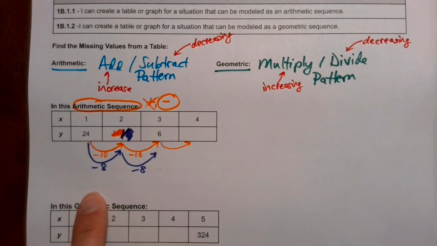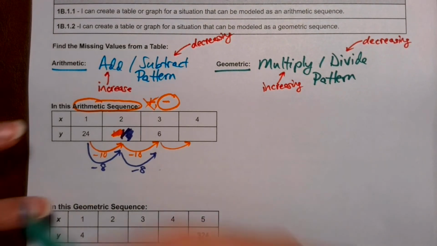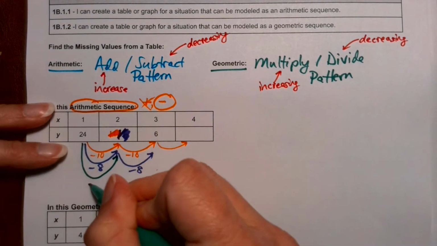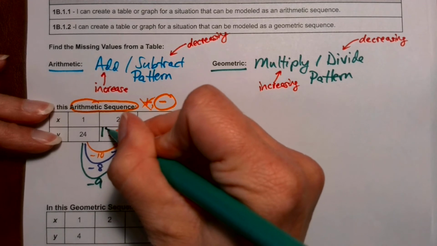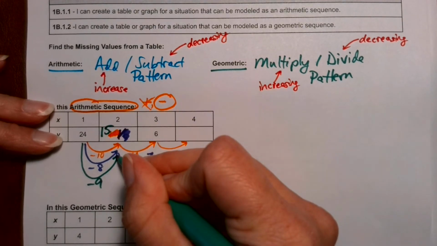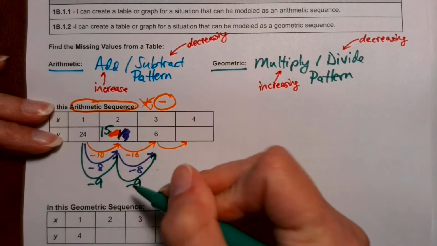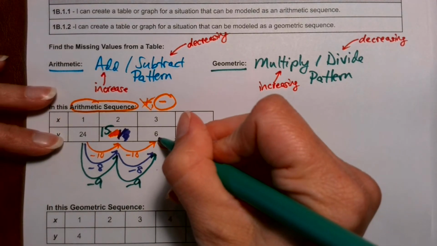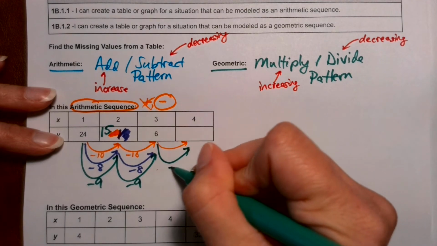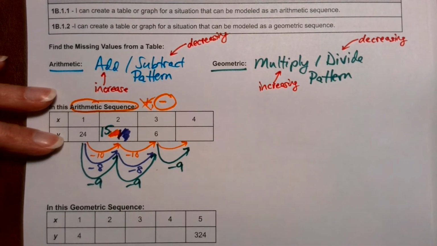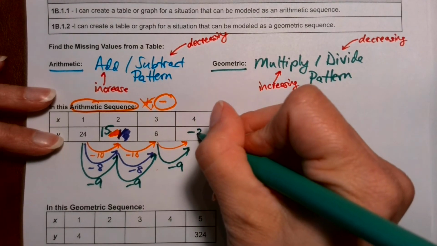Let's try 9. 24 minus 9 makes 15. 15 minus 9 makes 6. I think I'm onto something. 6 minus 9 makes negative 3.